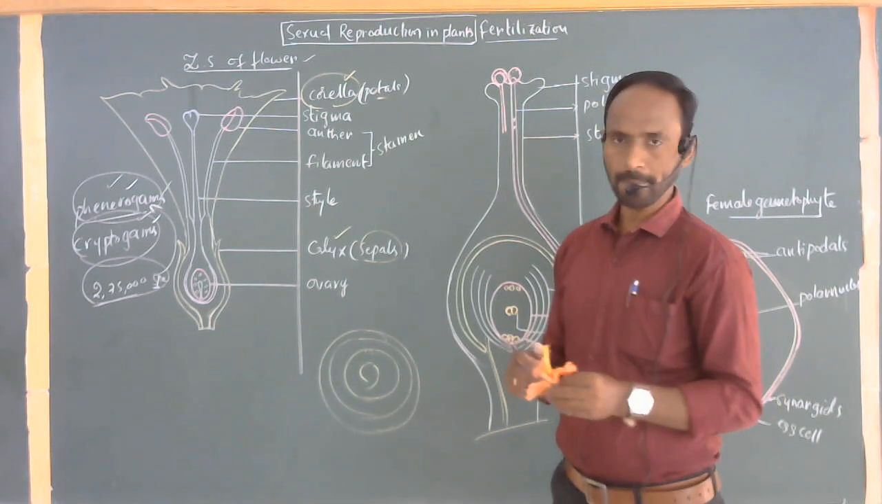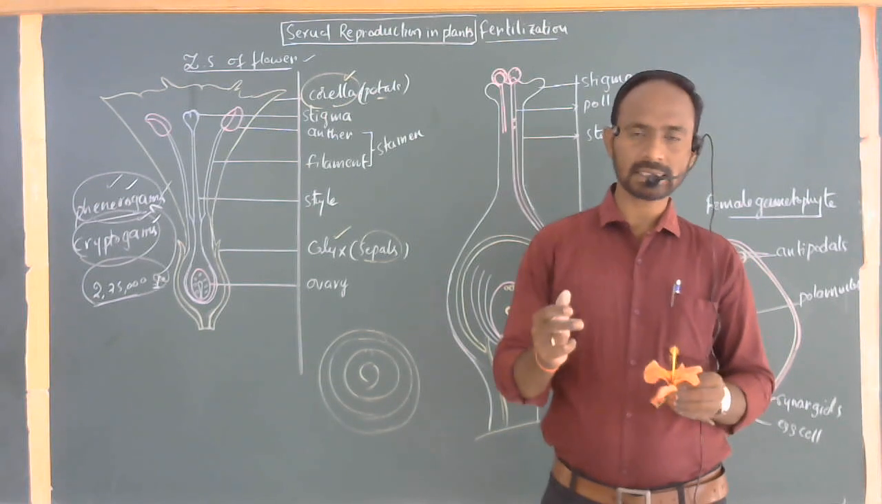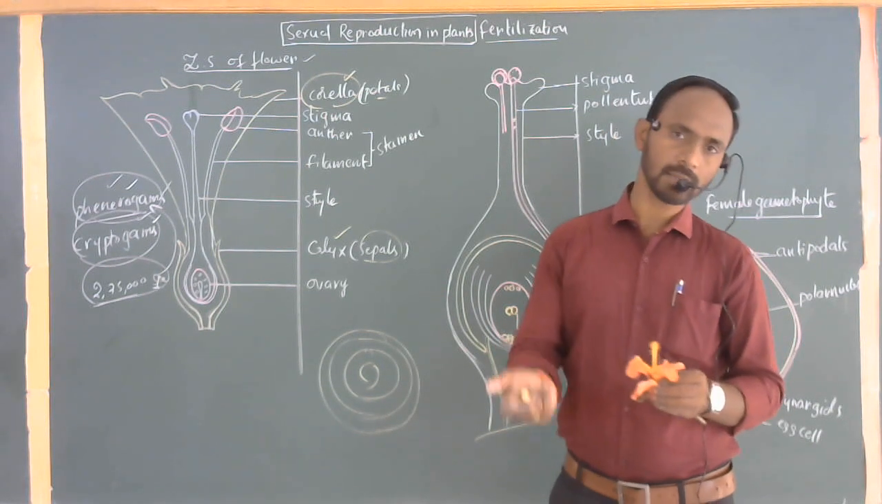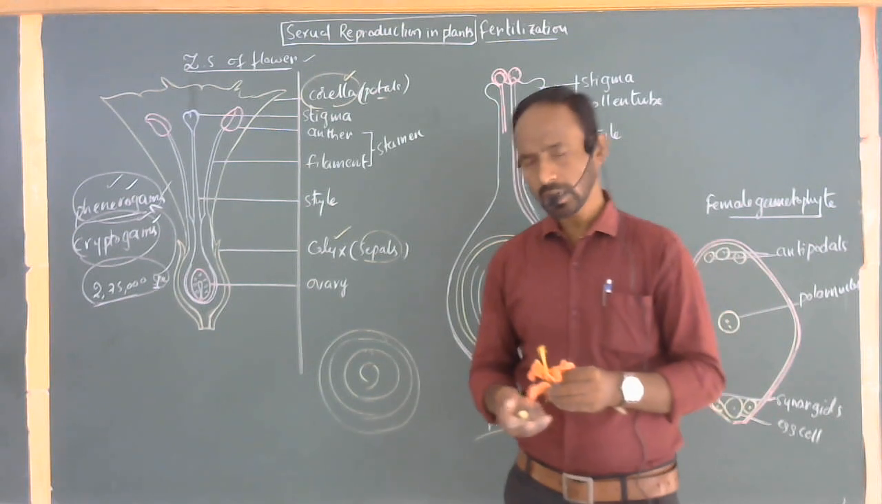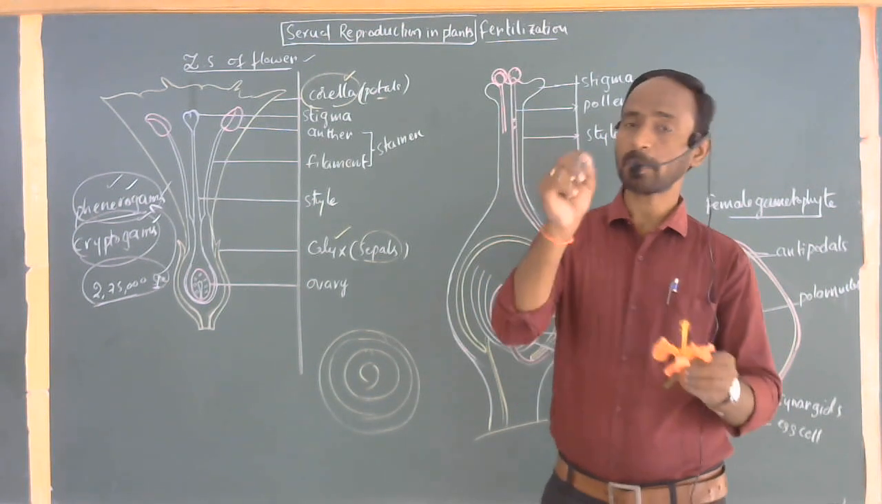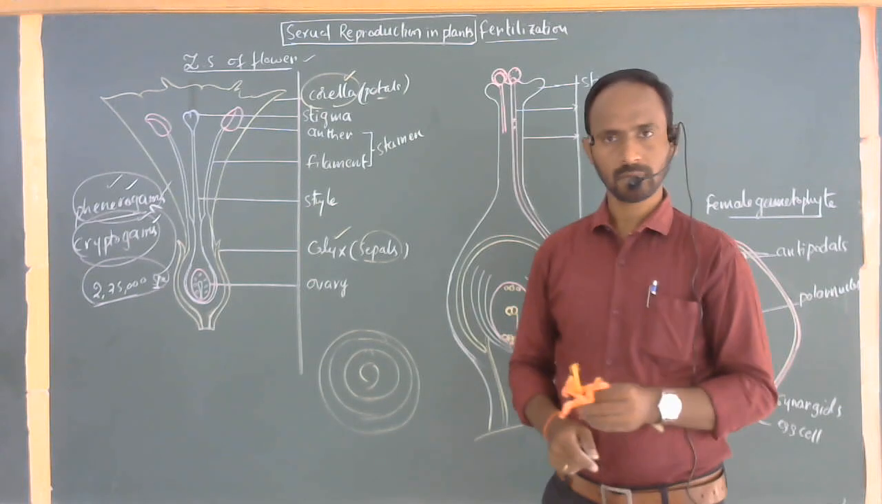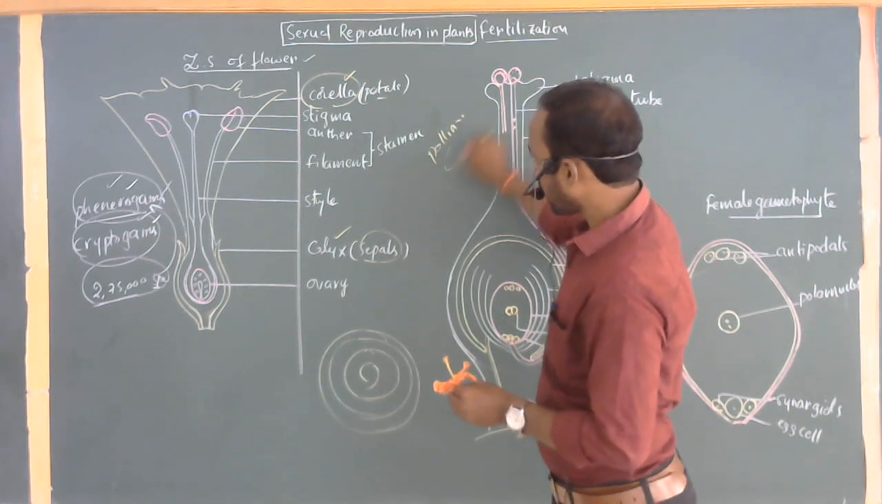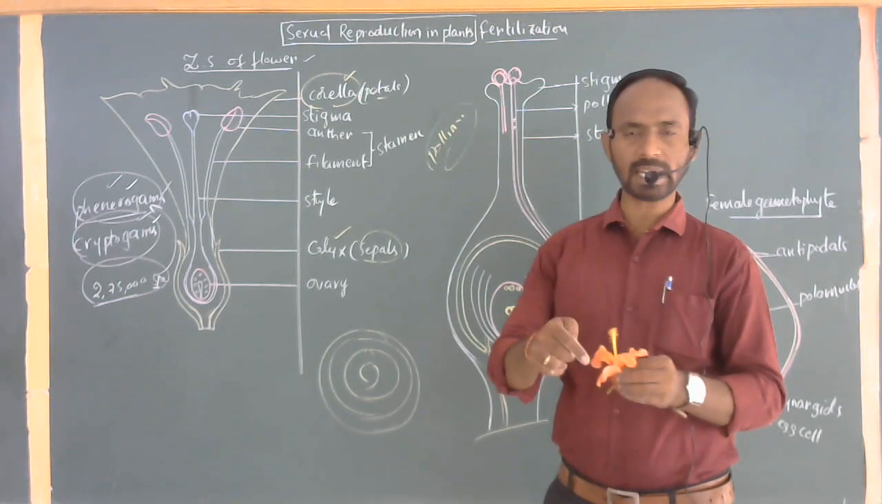So whatever it may be, mostly all insects are attracted by the arrangement of the colors, or maybe the arrangement of the flower. So these are useful for attracting insects, especially for the process of pollination. Do you know what the process of pollination is? Transferring of the pollen grains from the anther to the stigma is called pollination.